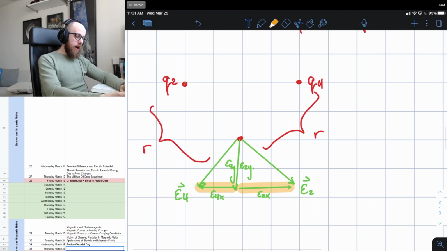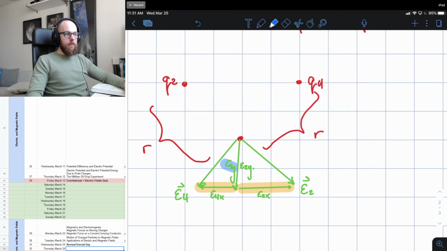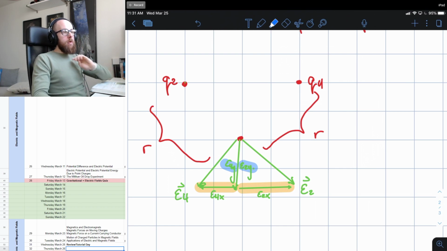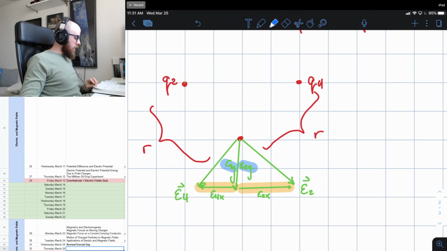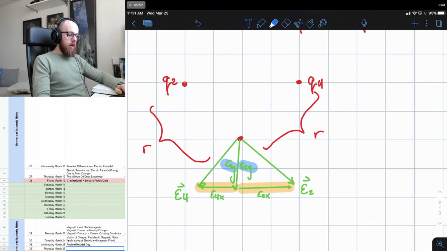We are only left with E4y and E2y, and right now our job is to figure out what E4y and E2y are.